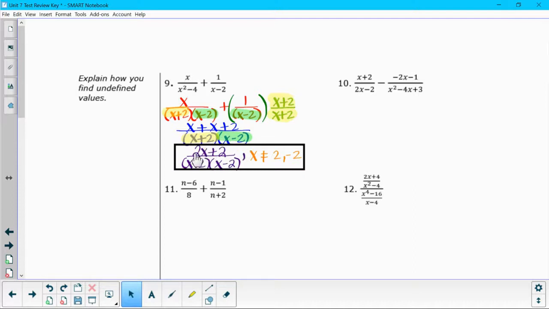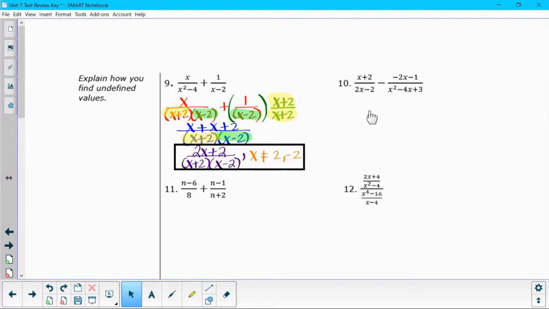Now, I end up with 2x plus 2 in my numerator, which I could take out a GCF and get 2x plus 1, but nothing's going to cancel out, so I'm going to go ahead and leave it as is. My two undefined values are positive 2 and negative 2.